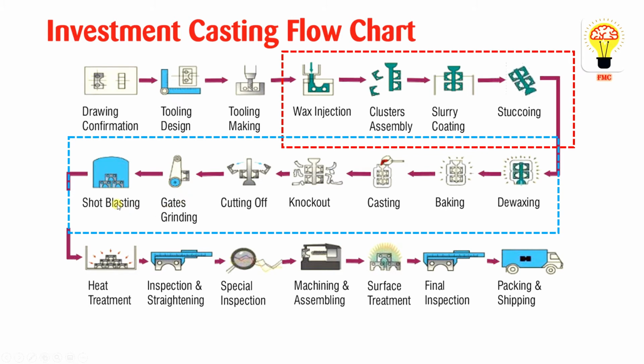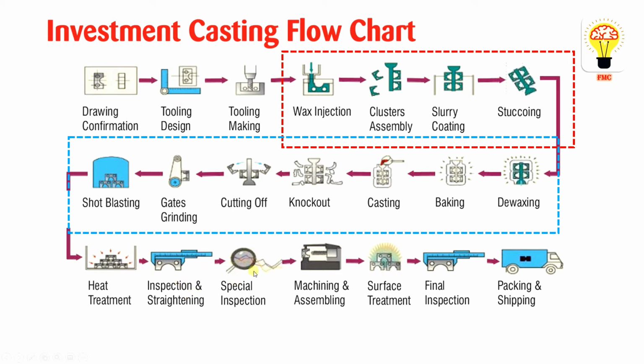Shot blasting is needed, and if needed, heat treatment. You can go for it, because the casting process alters the microstructure. Again, if you want to alter the microstructure according to your wish, go for heat treatment. You should go for inspection also. You have to check whether any porosities, cracks, hot tears, cold shuts, etc. are present or not. We can use NDT or DT.